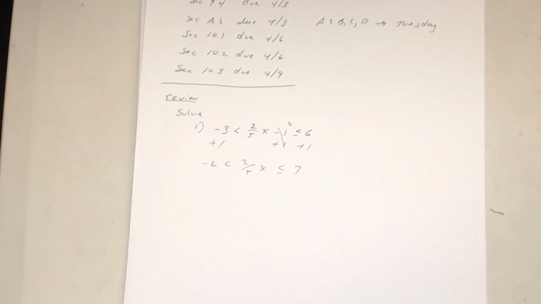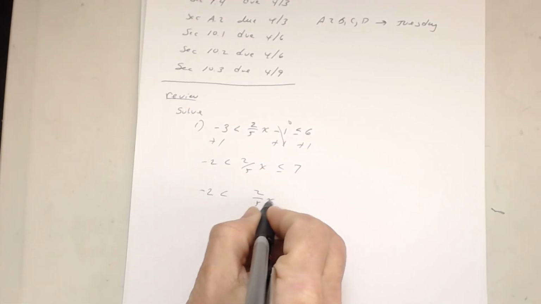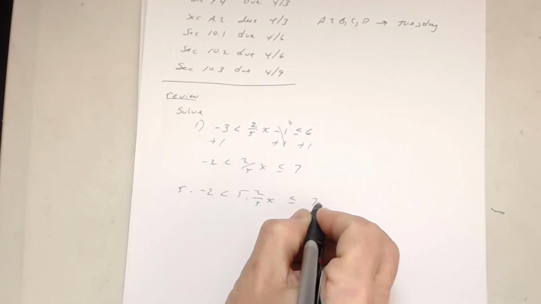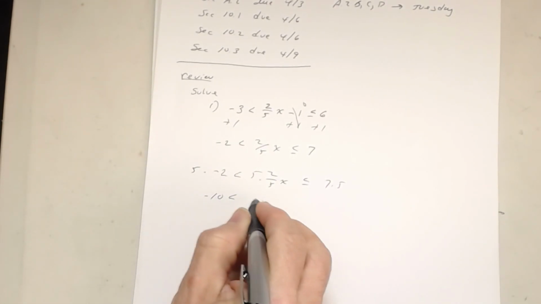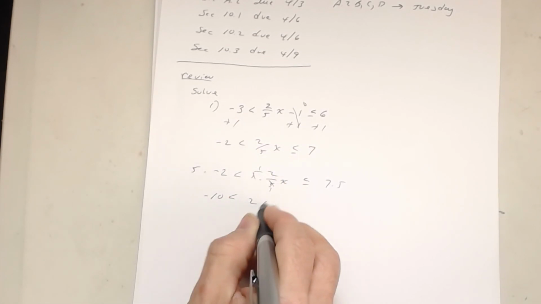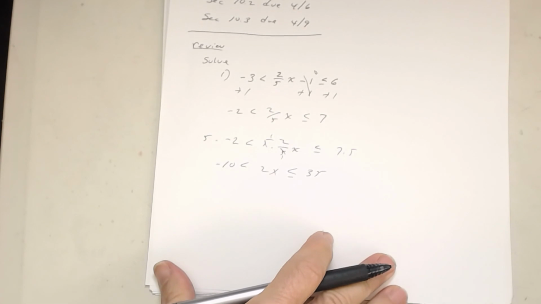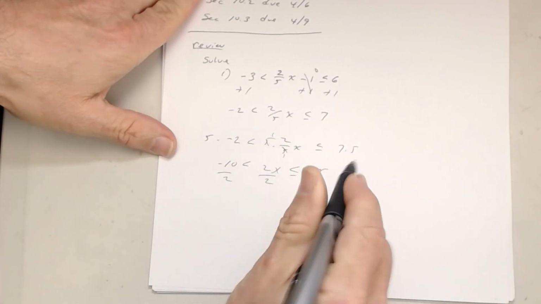All right. And then the next thing you can do, probably the easiest thing to do next, is to multiply both sides by the LCD. What's the LCD? And when I said both sides, I mean all 3 parts. So you say times 5, and then times 5. 5 times negative 2 is less than, these 5's divide out, 2x is less than or equal to 35. And then the next step, divide all 3 parts by 2, and you found the solutions to the original problem.